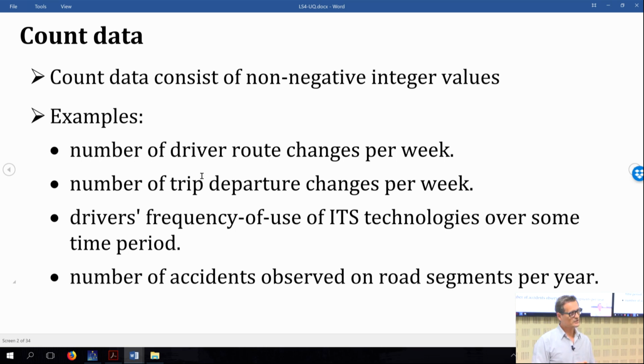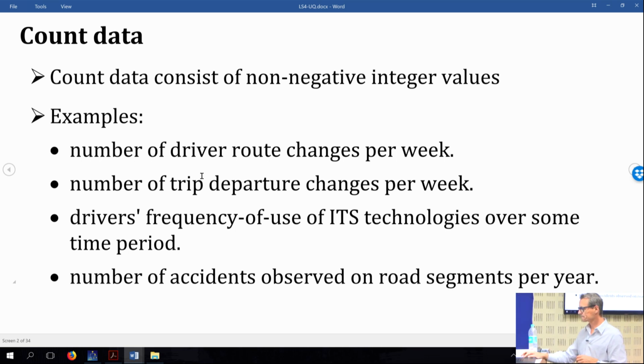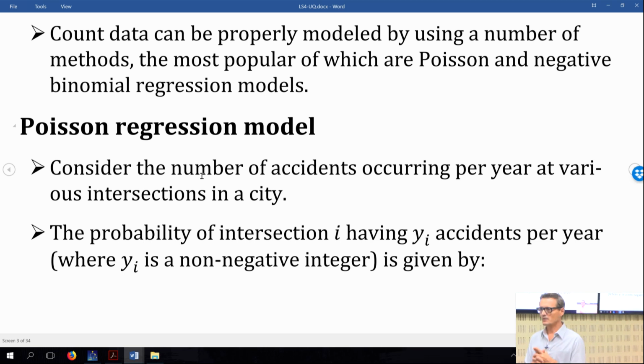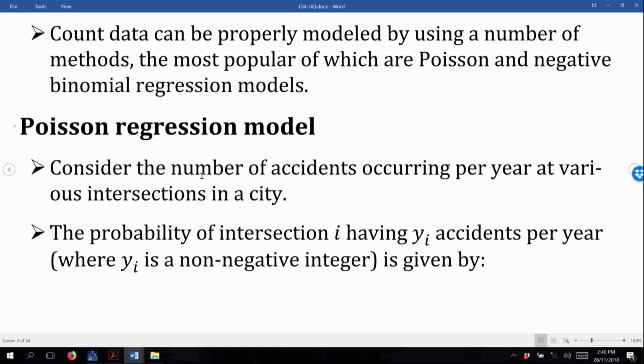We actually don't use, typically, linear regression to model count data. And there are a couple of reasons for this. They're properly modeled using a number of methods, but the most popular, at least the starting point, is the Poisson and negative binomial regression models. There are other ones out there, but these are the most common, and they're a great place to start. So if we learn the basics of this, then we're in good shape.